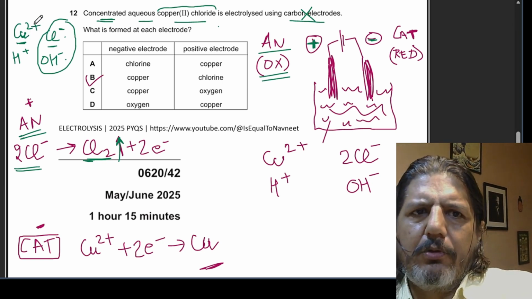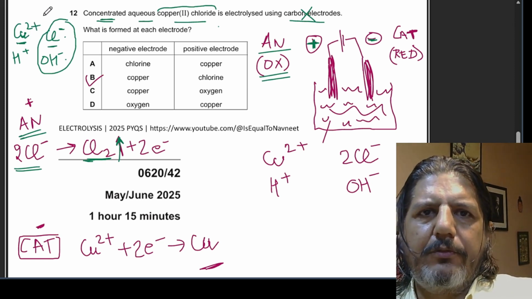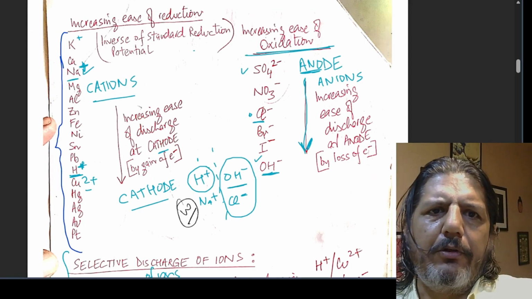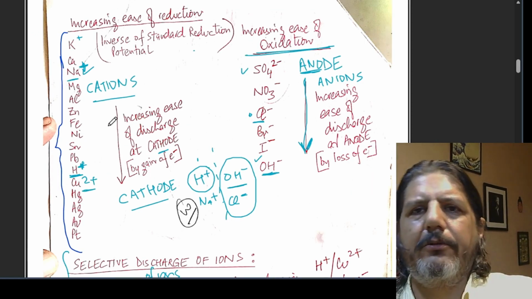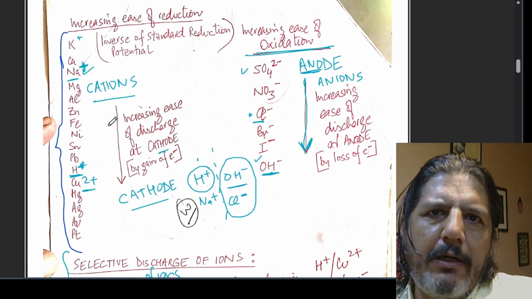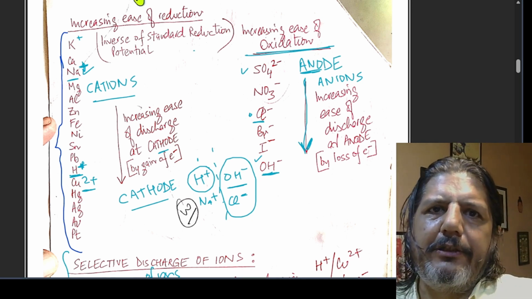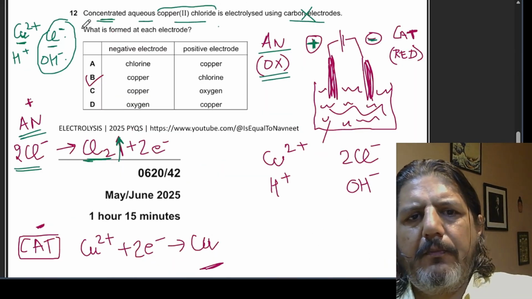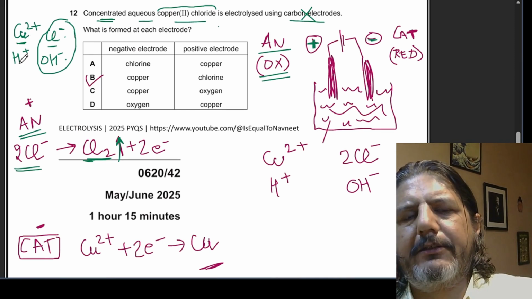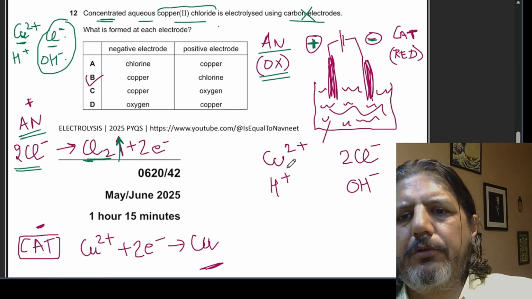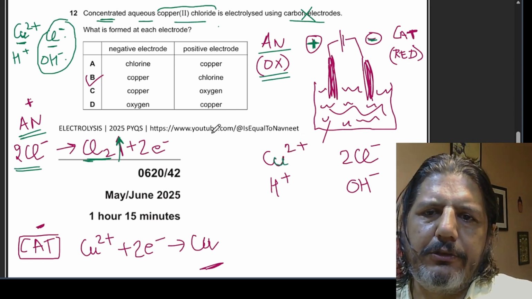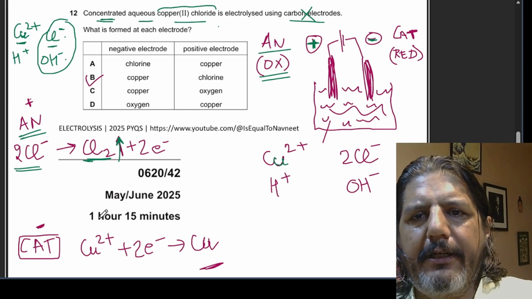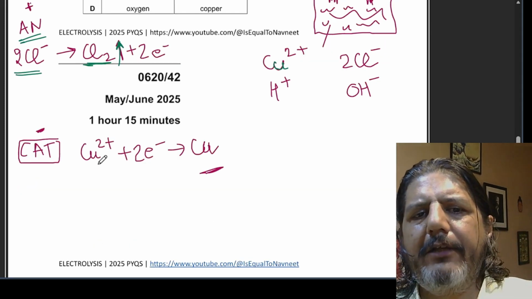Though the concentration of Cu2+ is more, if we also look at the increasing ease of reduction, Cu2+ has far more hunger to get discharged than H+ between these two. So Cu2+ will get discharged rather than H+. Cu2+ concentration is more, and it also has more hunger to get discharged.